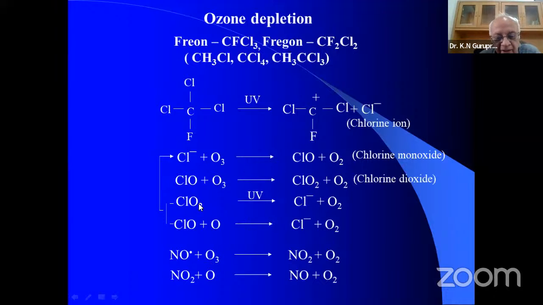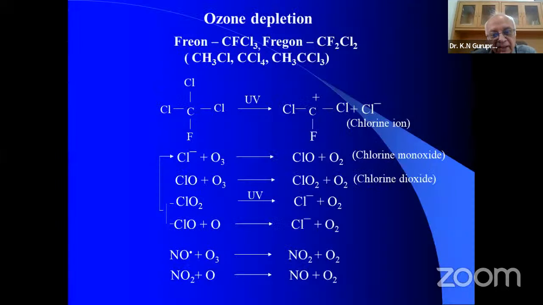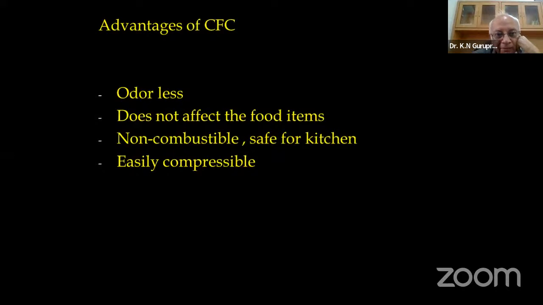Not only CFCs can do it, but even the oxides of nitrogen, which are emitted from automobile exhaust, can also destroy ozone and convert it into oxygen. So all these deplete the ozone. But if this was so harmful, why were we using this chemical? We were using this CFC gas in refrigerators before because of its advantages.